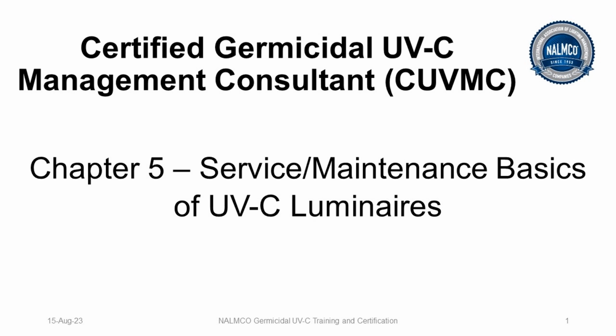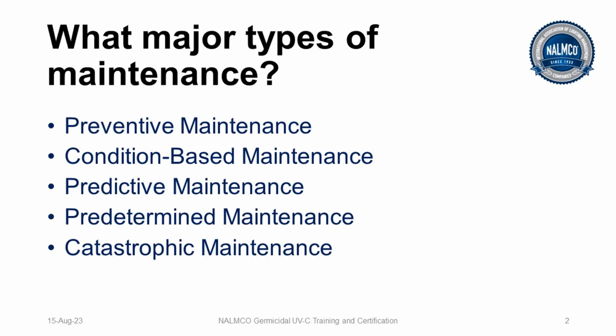I'm now going to present Chapter 5, which is the Service and Maintenance Basics of UVC Luminaires. So what major types of maintenance are there? There's preventive maintenance, condition-based maintenance, predictive maintenance, predetermined maintenance, and catastrophic maintenance. And let's talk about these for a moment.